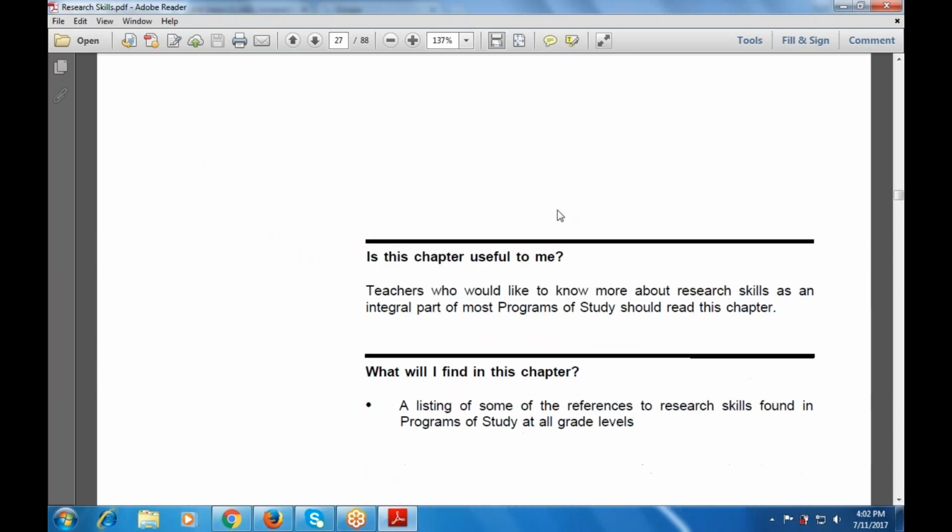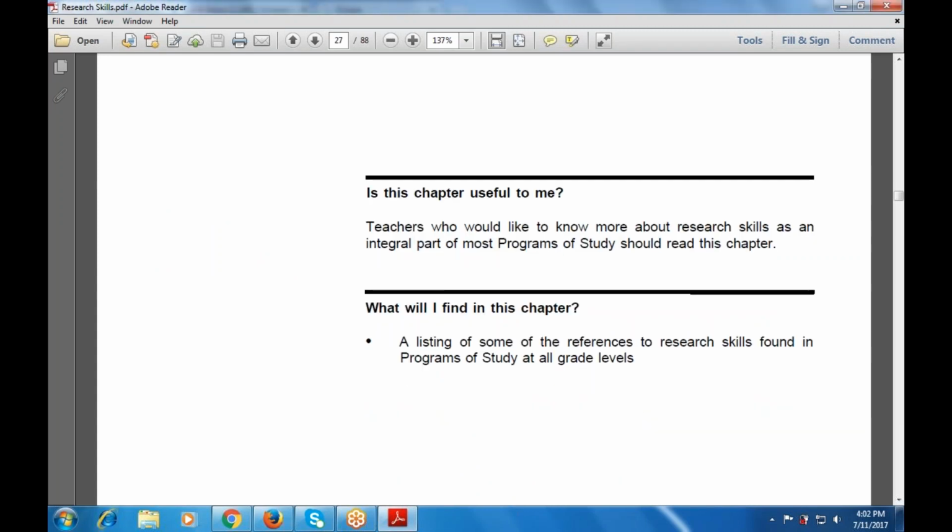So the first question arises: is this chapter useful to me or us? The answer is that a teacher who would like to know more about research skills as an integral part of the program of study should read this chapter. It includes a listing of some of the references to research skills found in the program of study at all grade levels, whether we find them interesting, whether we are using the research skills or not.